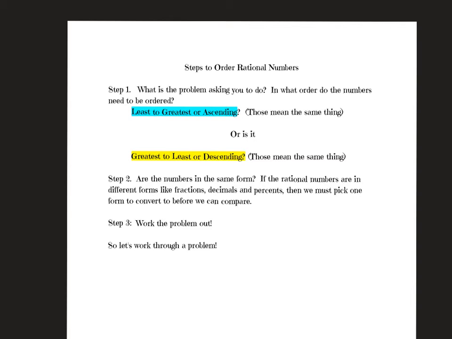Even with fractions, if they're all fractions, remember that they still need to have the same denominator or you will not be able to tell which one's greater or least as well. So for me, I like to put them all in decimals. If I'm going to go ahead and do all the work to find a common denominator, then I might as well just go ahead and convert it to decimals. And so when we work out a problem today, that's what we will do. And step 3 is just to work the problem out. So we're going to work through one together.